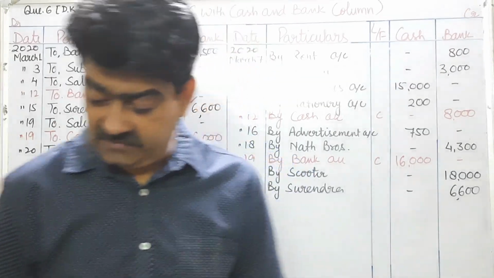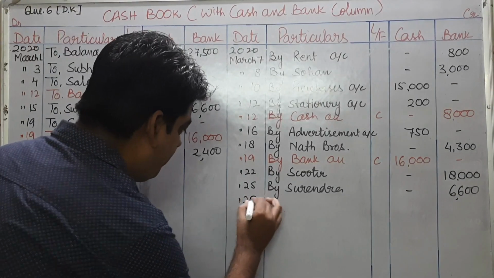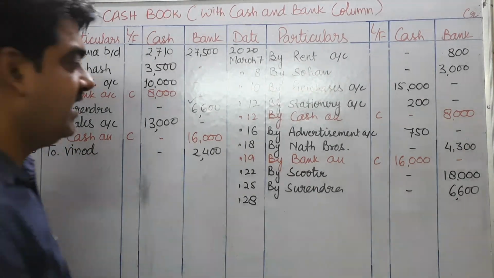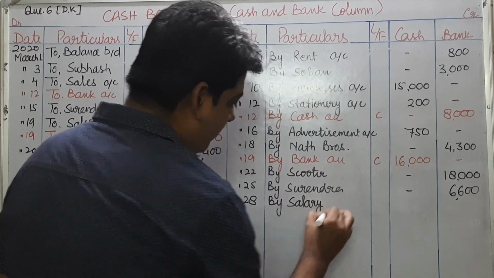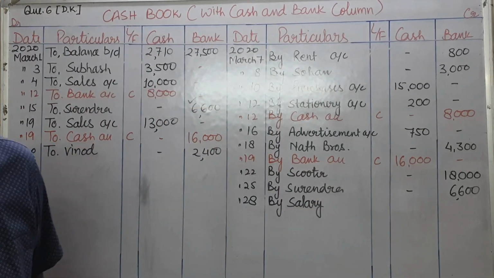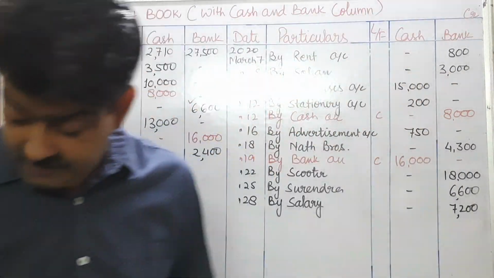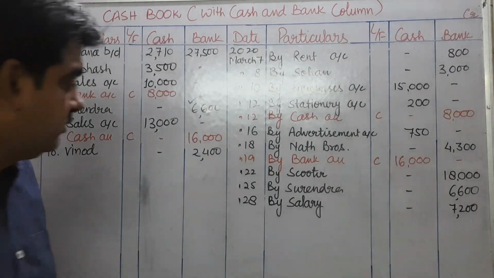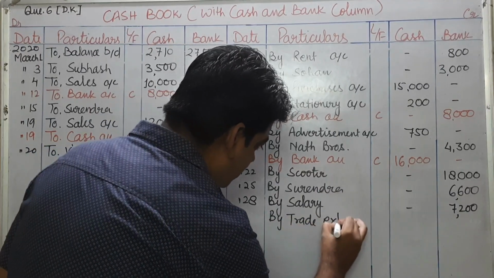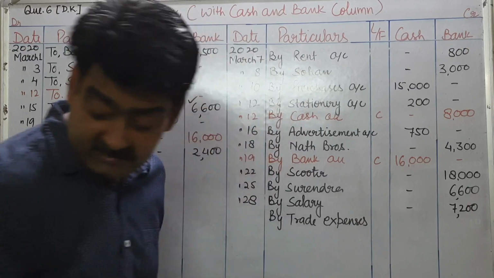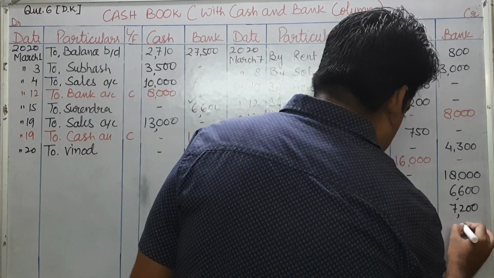Okay, now see next, students. Few more transactions are left in this question. March 28, paid salary by check, salary account debit to bank, by salary, and amount is 7,200. Amount will come in bank column. Now next is paid trade expenses 2,000. So by trade expenses will come, and this time, my dear students, amount will come in cash column. 2,000 will come in cash column.